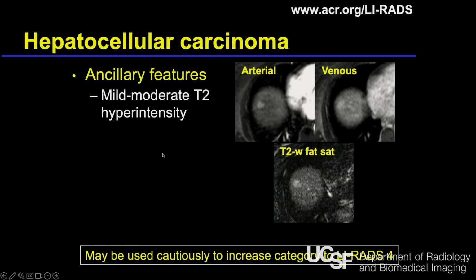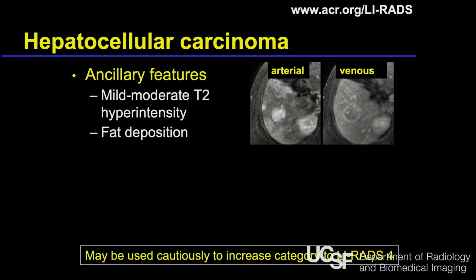One is mild to moderate, not high, mild to moderate hyperintensity on a T2-weighted sequence. So this patient is hyperenhancing. There wasn't washout. Of course, that's a venous phase, but it's slightly bright, not super bright, but a little bit bright on a T2-weighted sequence with fat set. That makes it a little bit more concerning. Maybe we want to watch that patient more frequently to monitor for tumor.